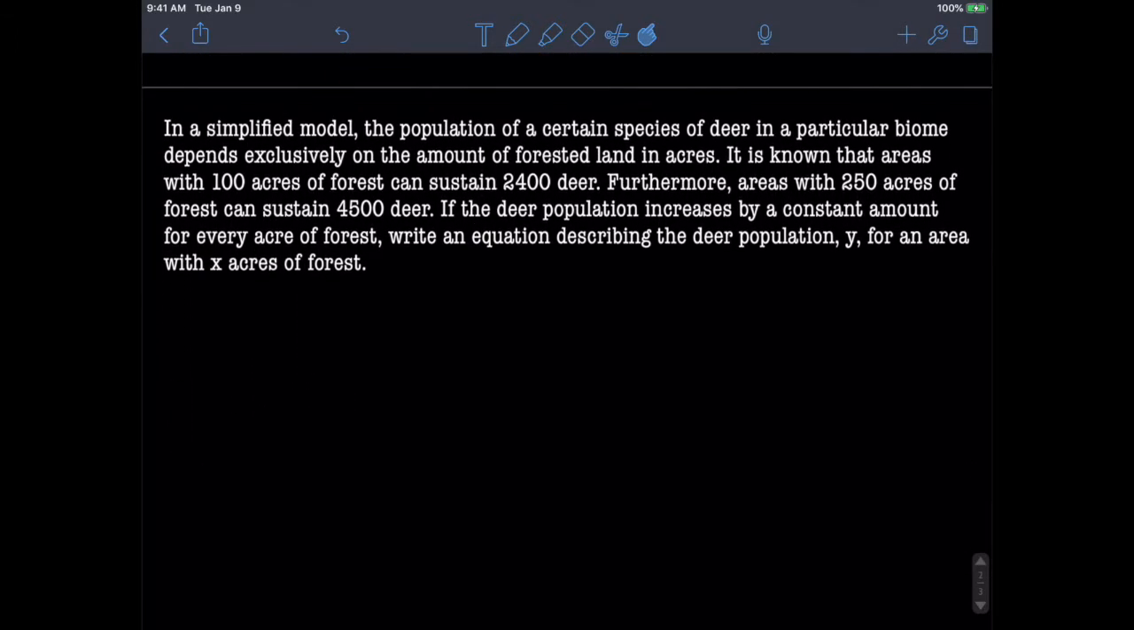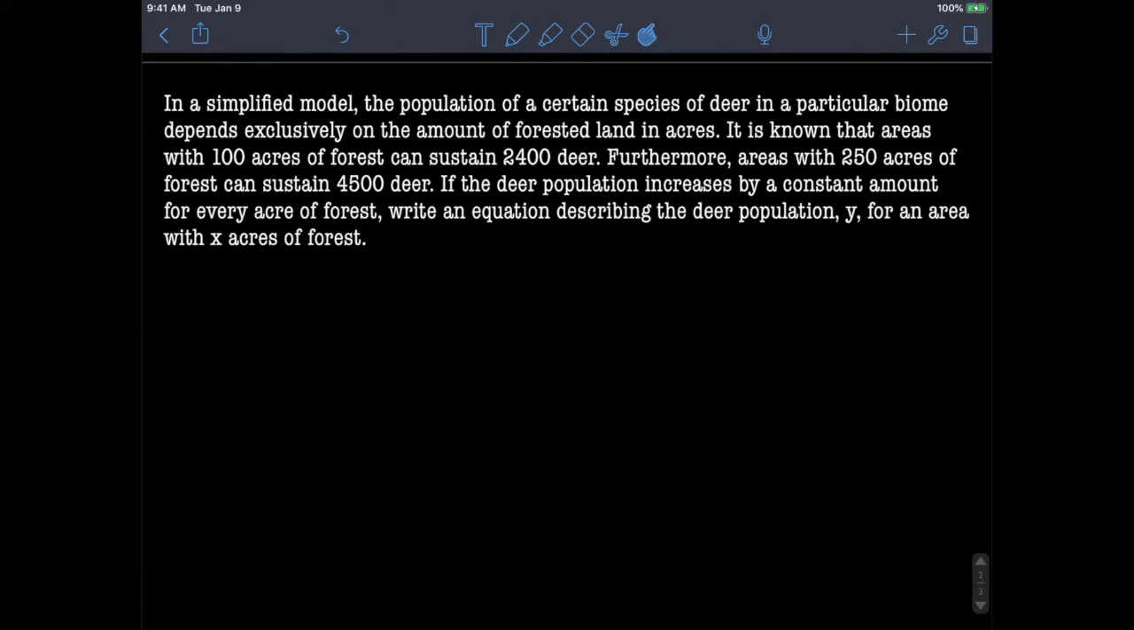Here we have, in a simplified model, the population of a certain species of deer in a particular biome depends exclusively on the amount of forested land in acres. It is known that areas with 100 acres of forest can sustain 2,400 deer. Furthermore, areas with 250 acres of forest can sustain 4,500 deer. If the deer population increases by a constant amount for every acre of forest, write an equation describing the deer population y for an area with x acres of forest.